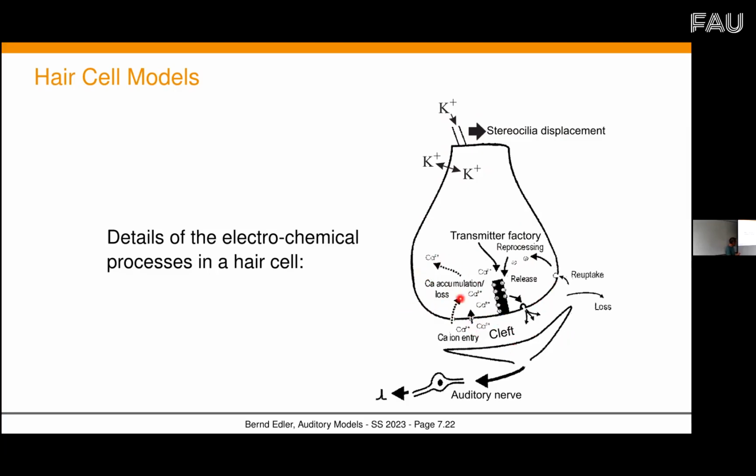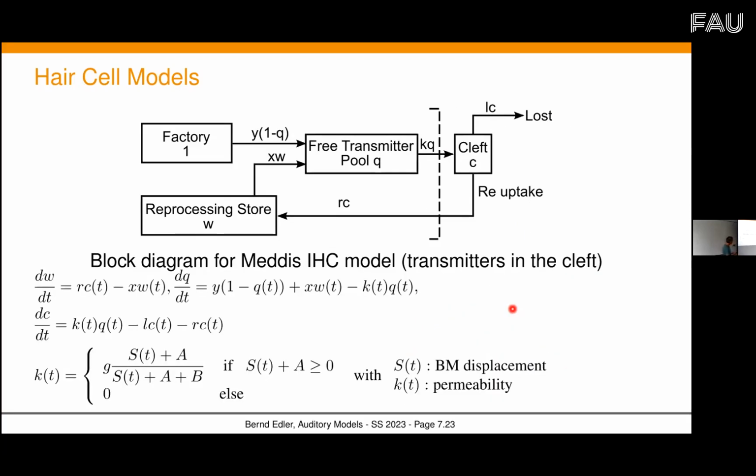And so we have some time constants for the transmitter factory emitting, the rate of emitting the transmitters, the rate how much they enter the cleft, and how fast they can be taken back. And this is incorporated in one hair cell model. This is a block diagram for this model.